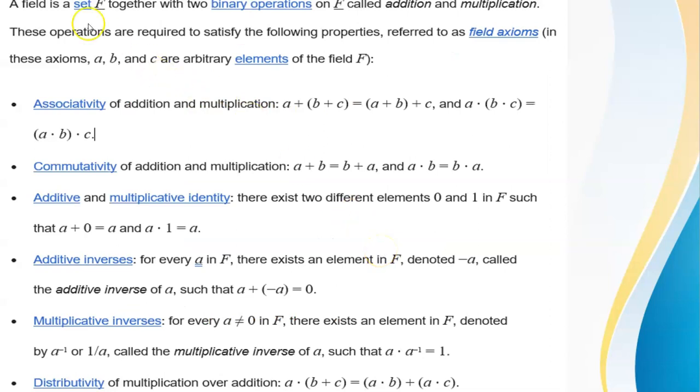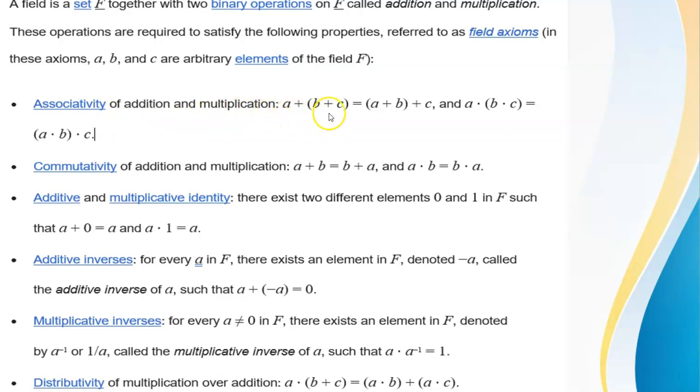Definition of field. A field is a set F together with two binary operations on F called addition and multiplication. These operations are required to satisfy the following properties referred to as field axioms. Let us take a, b, c as arbitrary elements in F. First, we want to show associativity of addition and multiplication.